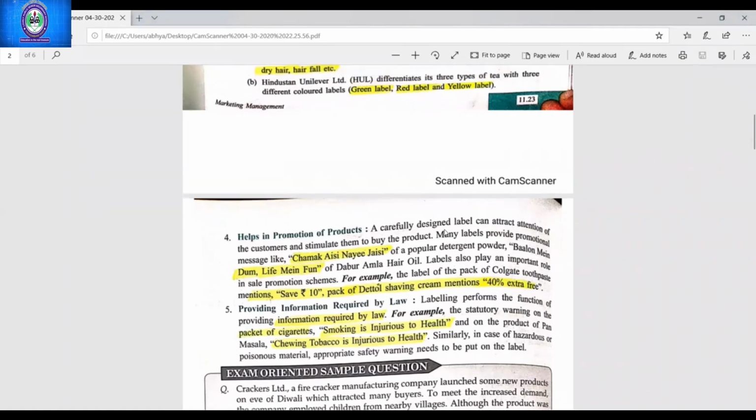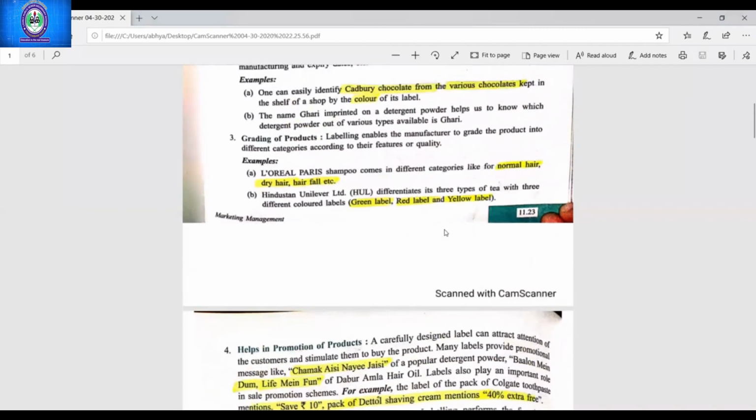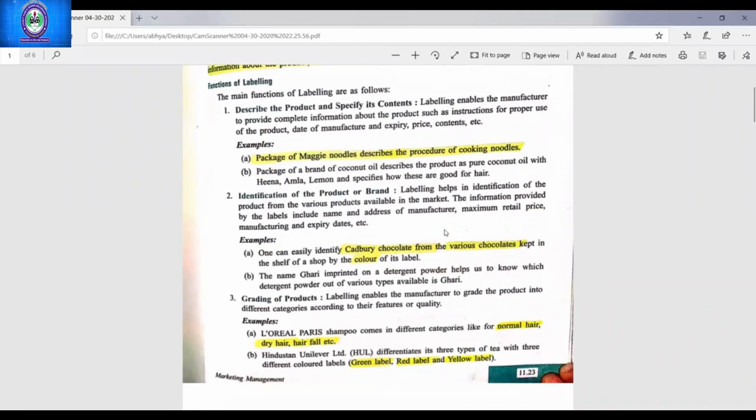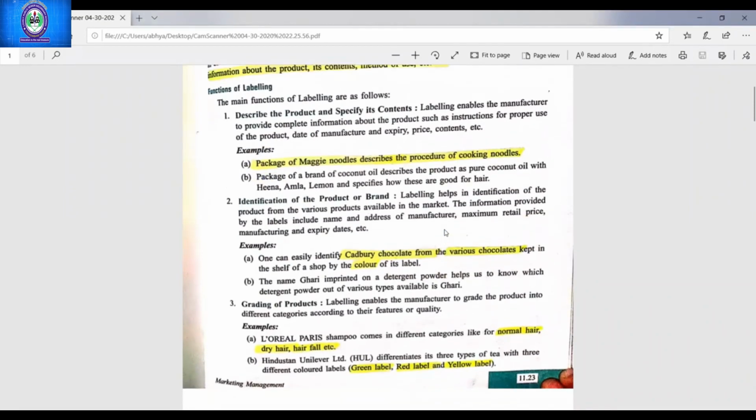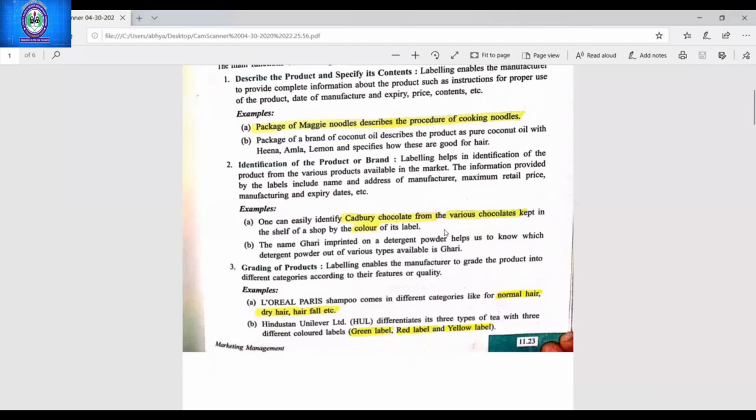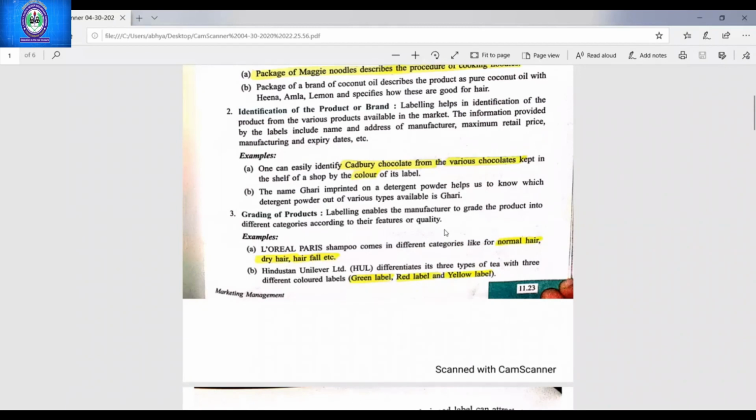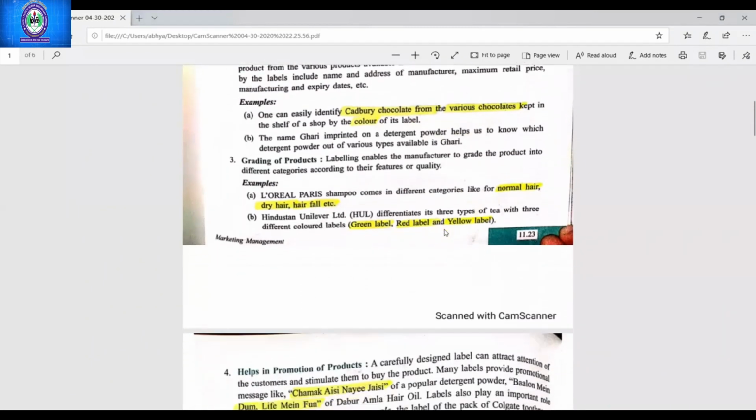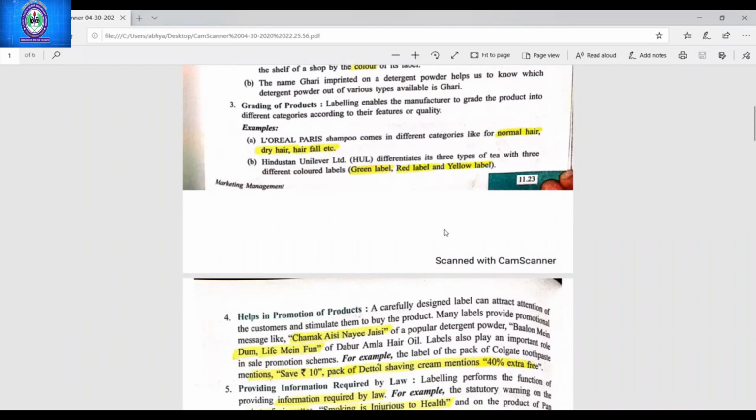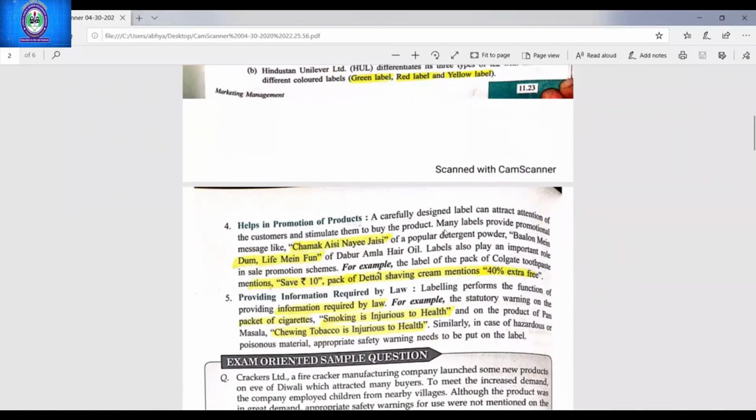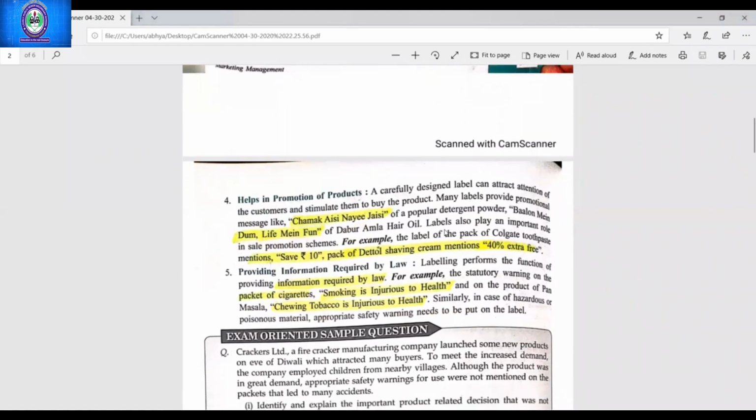So labeling performs all these five functions, in which two are the same as those we have already done in branding and packaging. Which two? Identification of the product and promotion of the product. And three are new. Which three? Describing, which gives the complete description of the product; then grading of the product, which we can do by changing the color or by mentioning the name of the product; and the last one is providing information required by law. Okay, students, so putting the label on the product is very much compulsory by law.